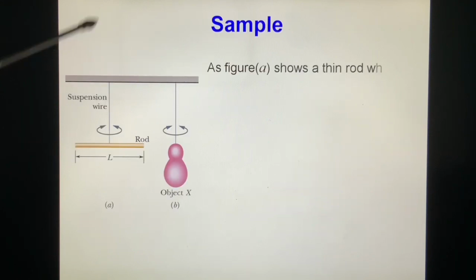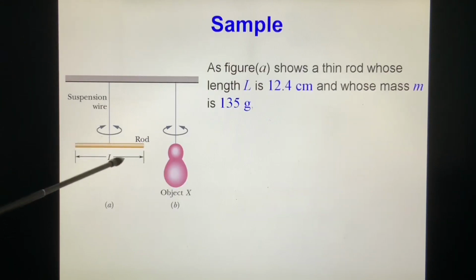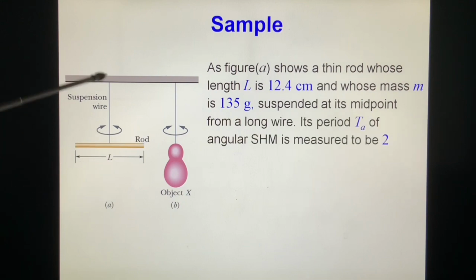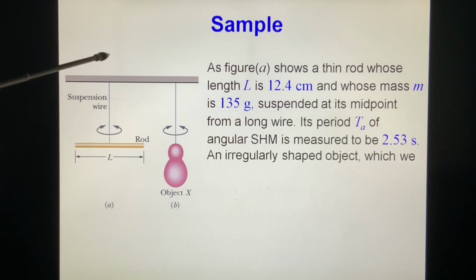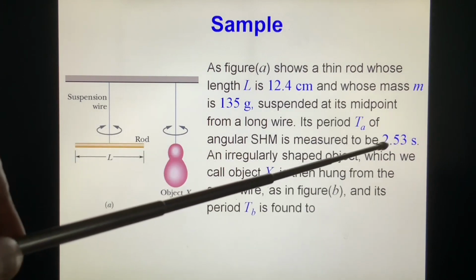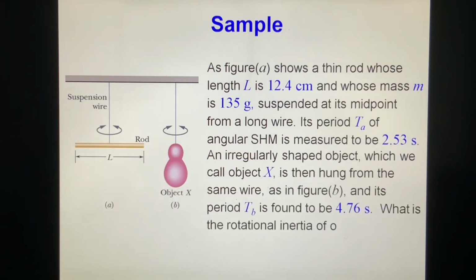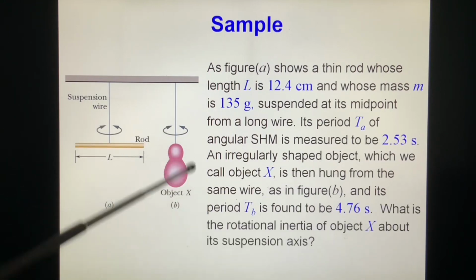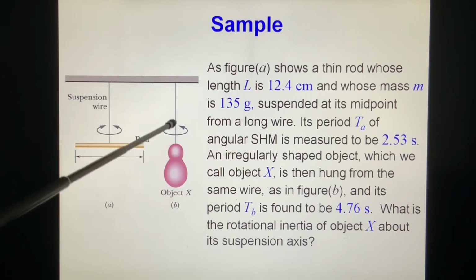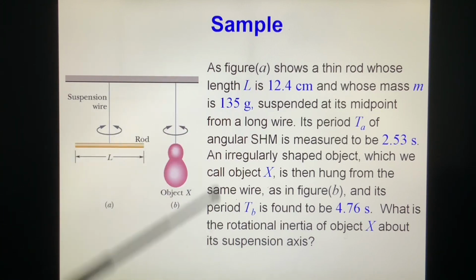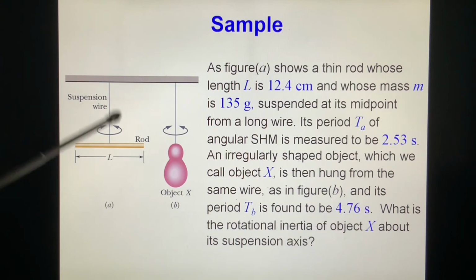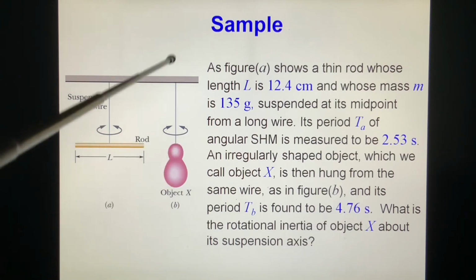Sample problem. As figure A shows, a thin rod whose length is 12.4 centimeters and whose mass is 135 grams is suspended at its midpoint from a long wire. Its period T_A of angular simple harmonic motion is measured to be 2.53 seconds. An irregularly shaped object, which we call object X, is then hung from the same wire, same kappa, okay? Its measured period T_X is 4.76 seconds. What is the rotational inertia of object X about its suspension axis?